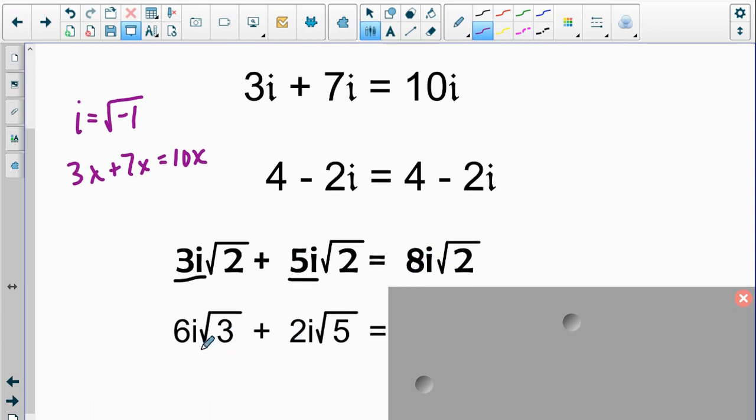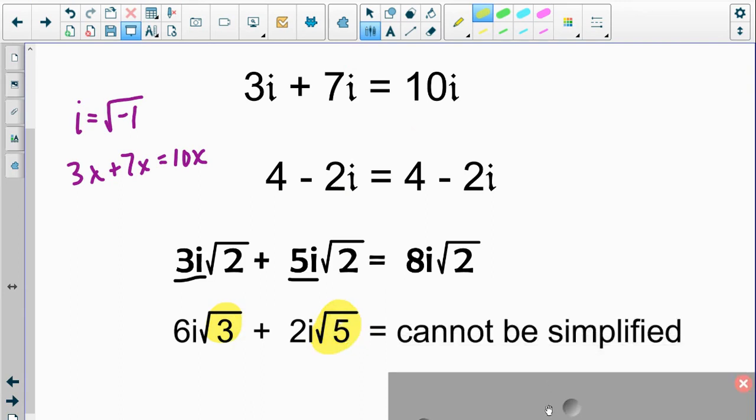In our last example, we have 6i square root 3 plus 2i square root 5. Can we add these? Well, the problem here is they're not actually like terms. I have the square root of 3 and the square root of 5, so those radicals are different. So in that one, we can't simplify it at all.